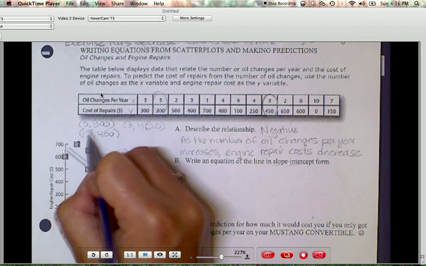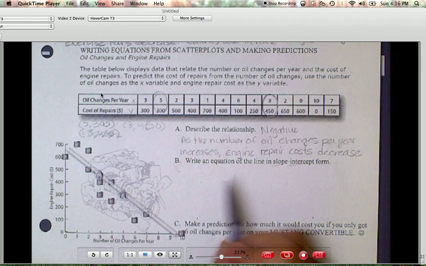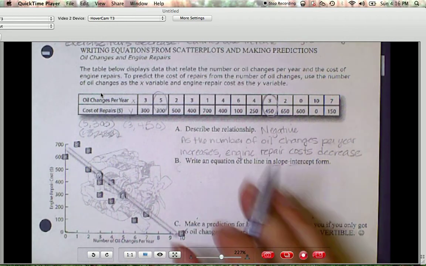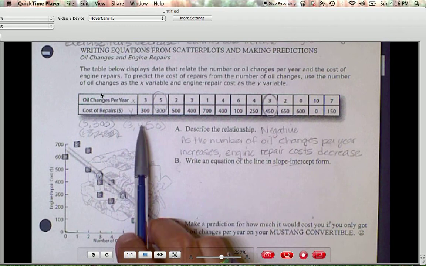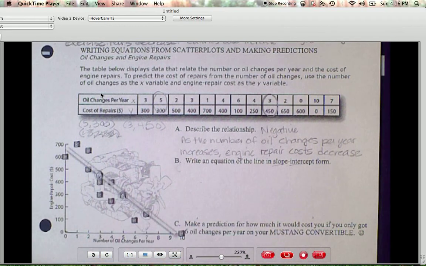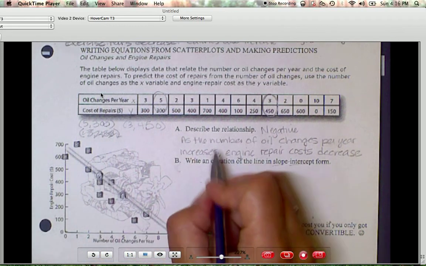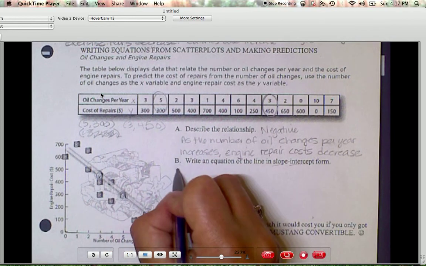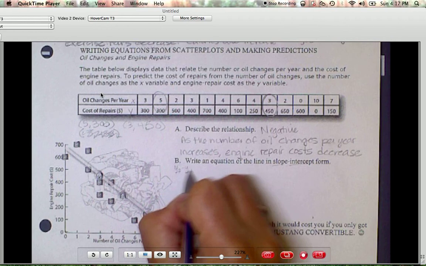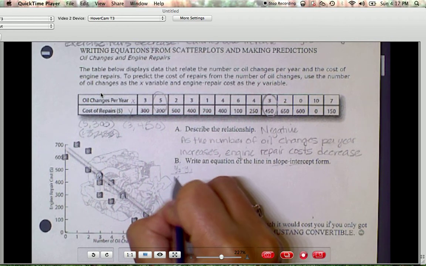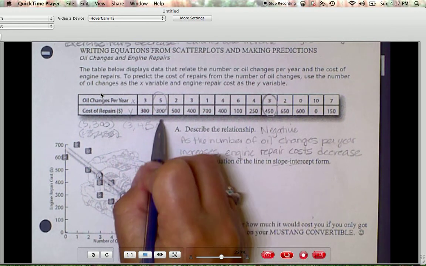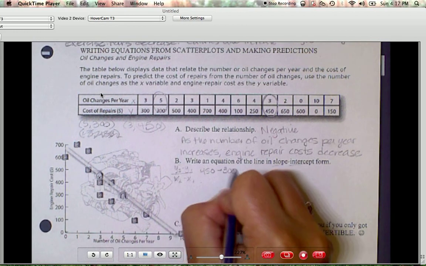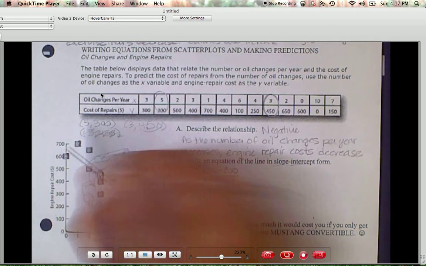Now once you have these 2 points, and you might even want to write them next to each other, we'll do that. Okay? We want to write an equation of the line using slope-intercept form. But we aren't going to start with slope-intercept form because we've got 2 points, we don't know the slope. So the first thing we need to do is calculate what the slope is, the same way we always did. So we're using that formula, y2 minus y1 over x2 minus x1. So we get 450 minus 300 over 3 minus 5.